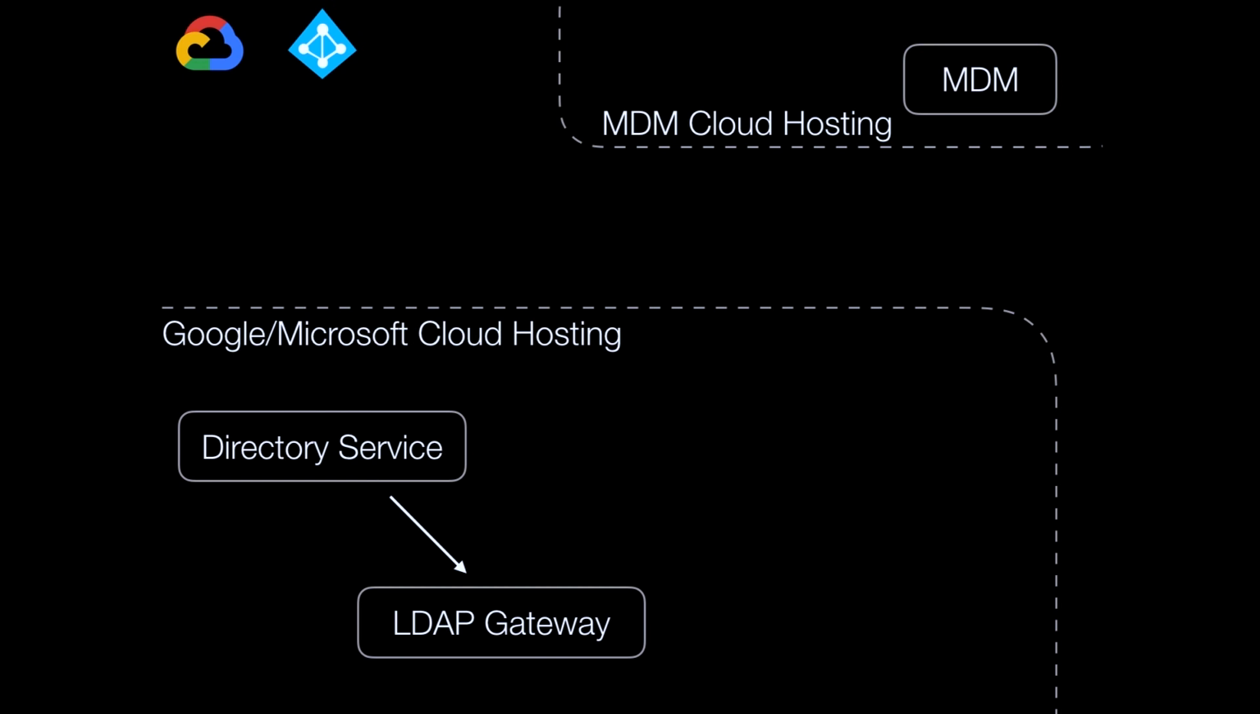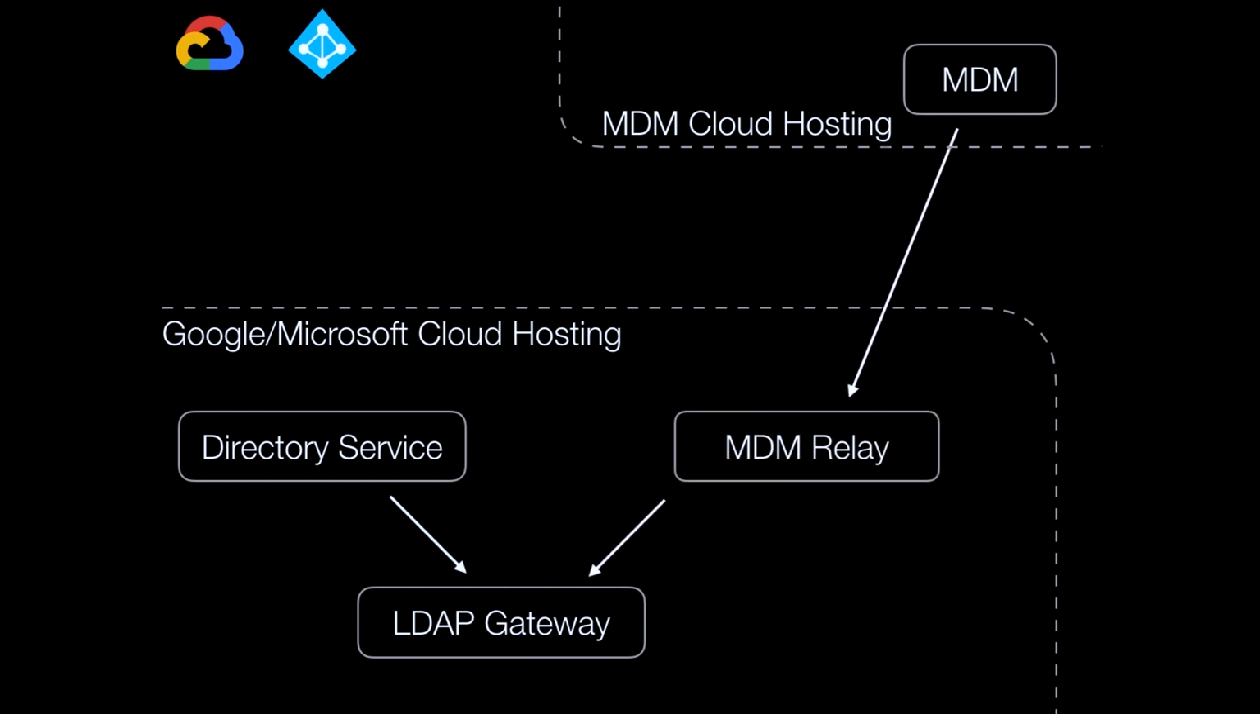So if you are going to any other MDM for your solution, you will have to find a way to provide the link between your MDM and the LDAP gateway. And for that, most of the time, you will use an MDM relay, like the Workspace ONE UEM Connector or Jamf Infrastructure Manager. Something that will provide your MDM a way to reach your LDAP gateway without exposing your LDAP gateway over the internet.